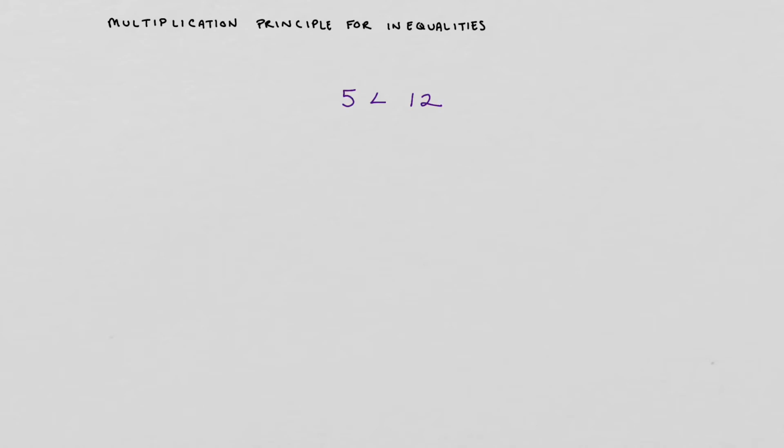For video 3 of inequalities and applications, we're now going to look at the multiplication principle for inequalities. So starting off with our example again of 5 being less than 12, I'm going to take my inequality and multiply it with a positive number on both sides. So let's say that we're just going to multiply both sides by 2. In doing this, we get 10 is less than 24.